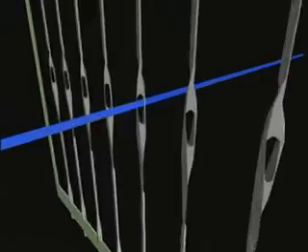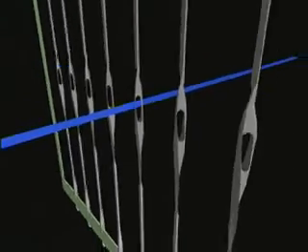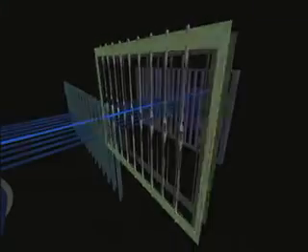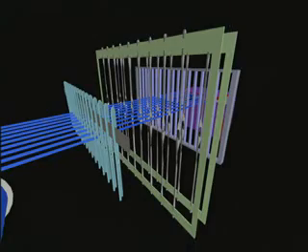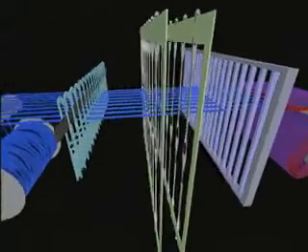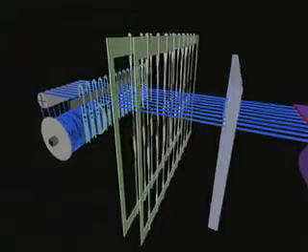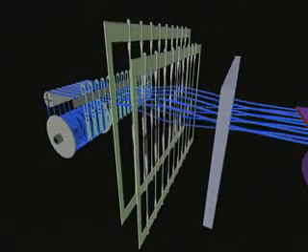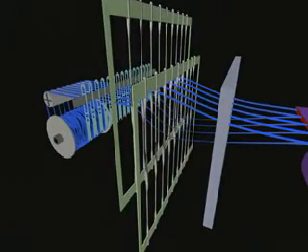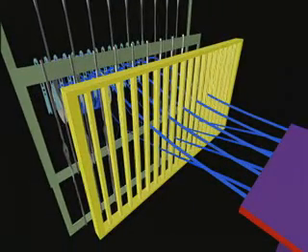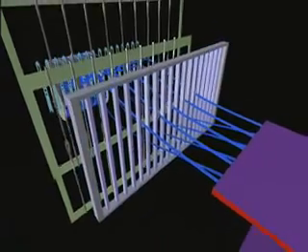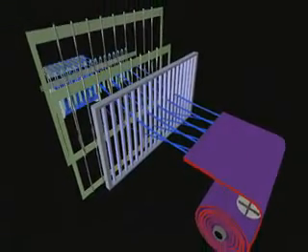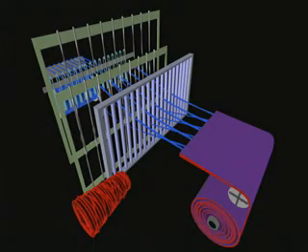Next, each warp yarn passes through its own heddle that is suspended in the harness. The heddle has an eye through which the yarn passes and allows for exact control of each yarn. The harnesses control the raising and lowering of the warp yarns. The yarns then proceed through the dents of the reed. The reed is a comb-like device that maintains the position of the warp yarns as well as performing the beating up of the filling yarn into the body of the cloth.